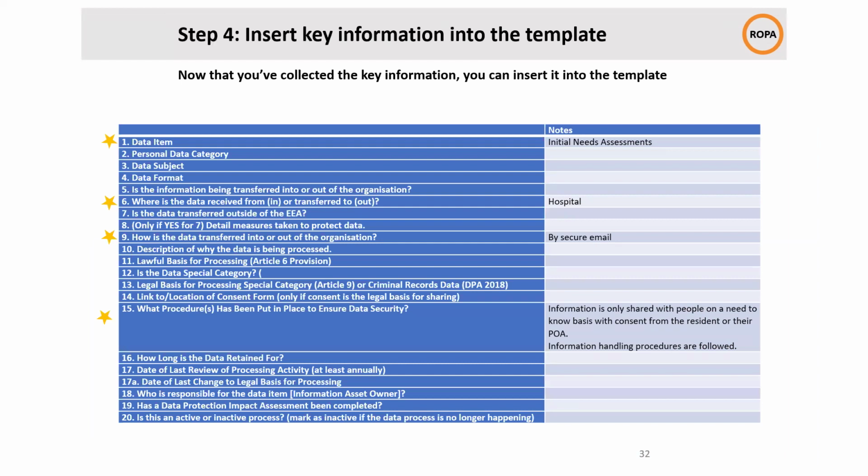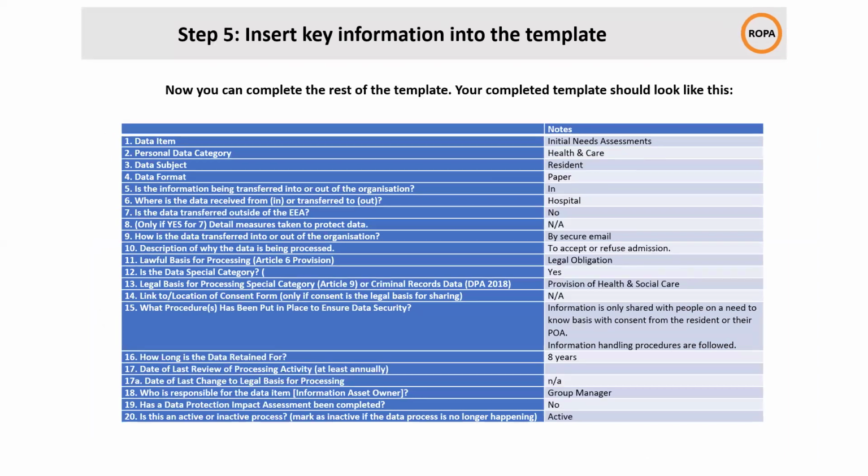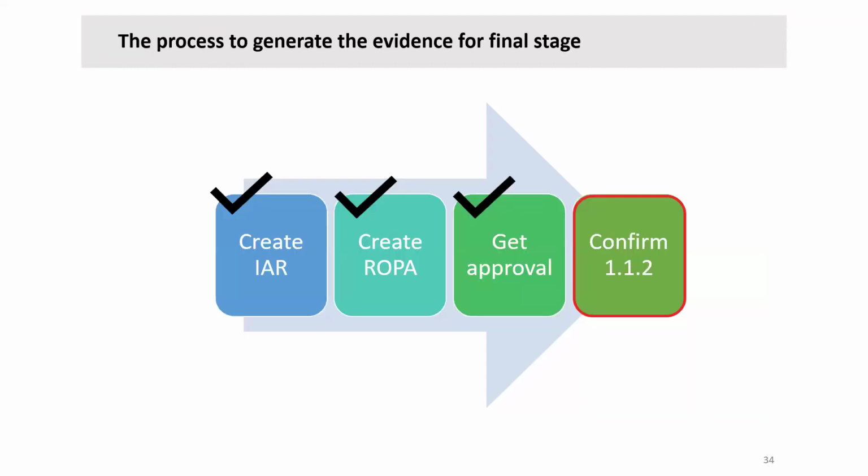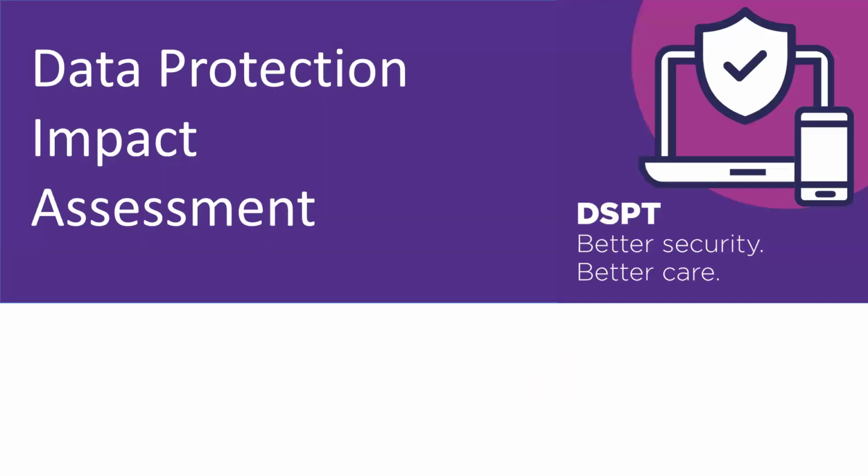And then again, enter that data into the template, complete the additional questions in order to ensure that you've thought about all of the 20 questions that will show that you have complied with the legislative requirements. And again, just to re-emphasize that once you've gone through that process, get approval. And once you've got those documents, your information asset register and record of processing activities, you're able to confirm question 112 within the DSPT. So that's your information asset register and your ROPA.